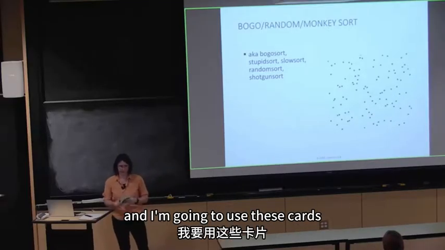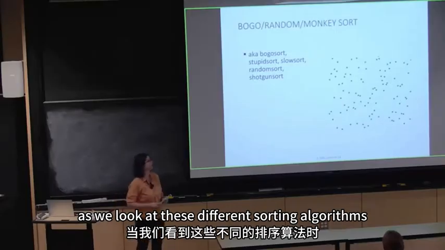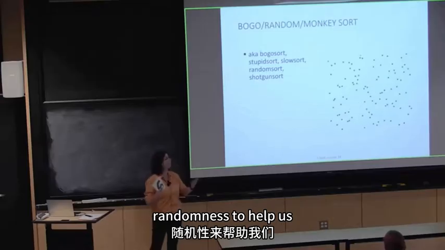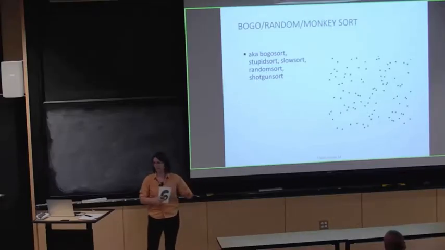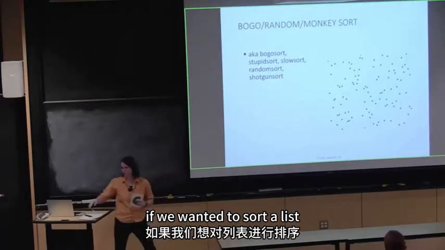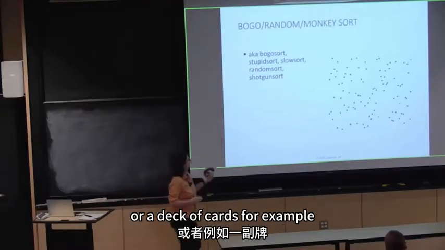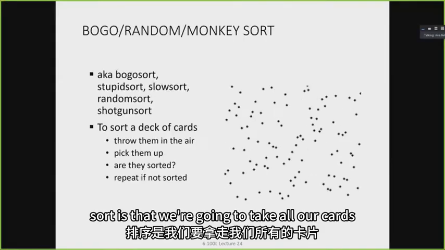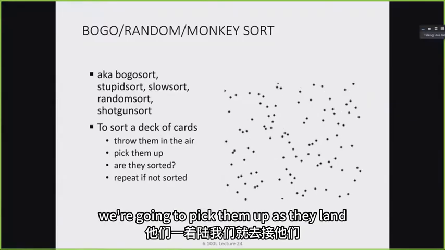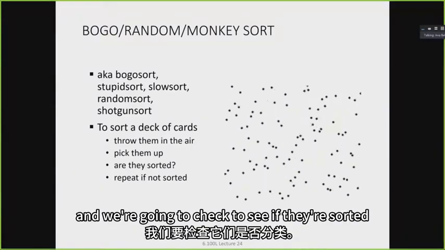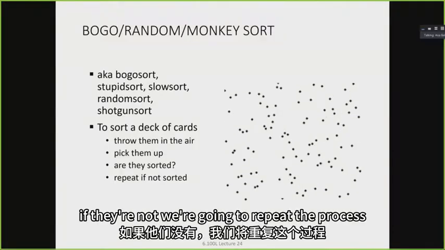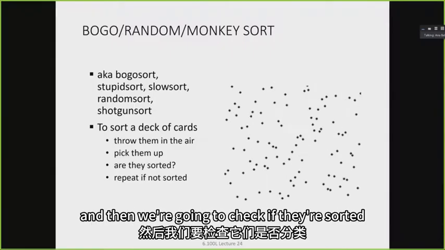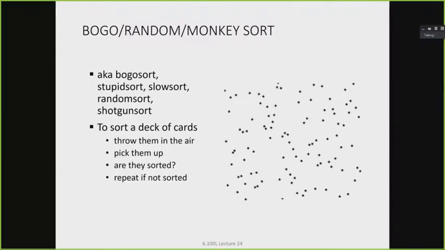So the idea here, and I'm going to use these cards as we look at these different sorting algorithms, is that BOGO sort uses randomness to help us sort the list. If we wanted to sort a deck of cards, we're going to take all our cards, throw them up in the air, pick them up as they land, and check to see if they're sorted. If they are, we're done. If they're not, we repeat the process. We throw them up in the air, let them fall where they may, and then check if they're sorted. Okay?